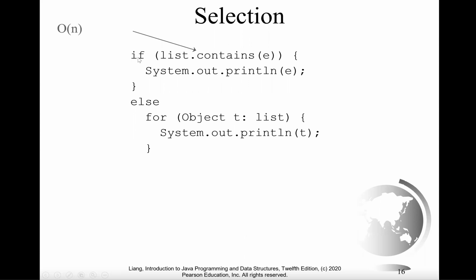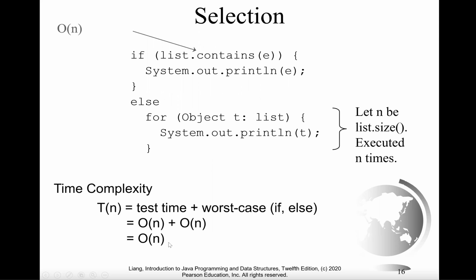Look at the selection here. This test, list data contains E, checks if E is in the list. This takes order of n time. And now this is a constant time. And if this condition is false and coming here, this is a loop, for every element in the list, print it. So the time is order of n to execute this for loop. So the overall time is linear time.